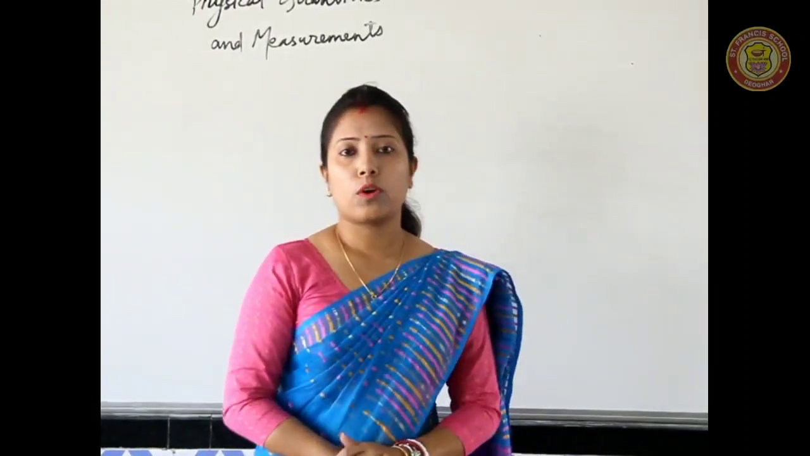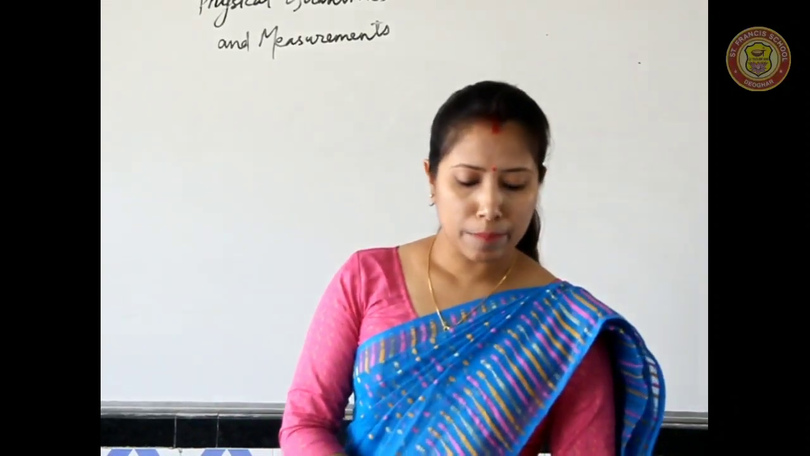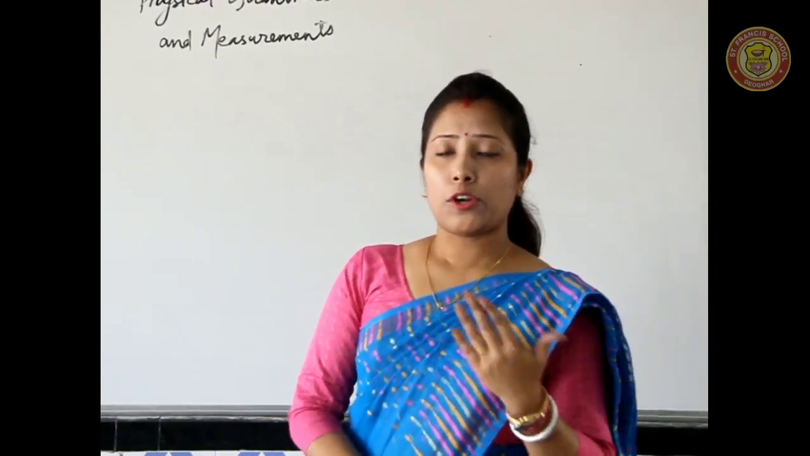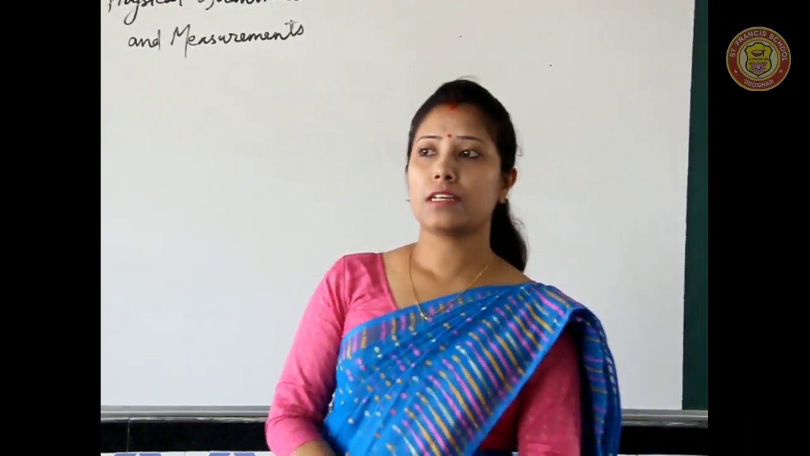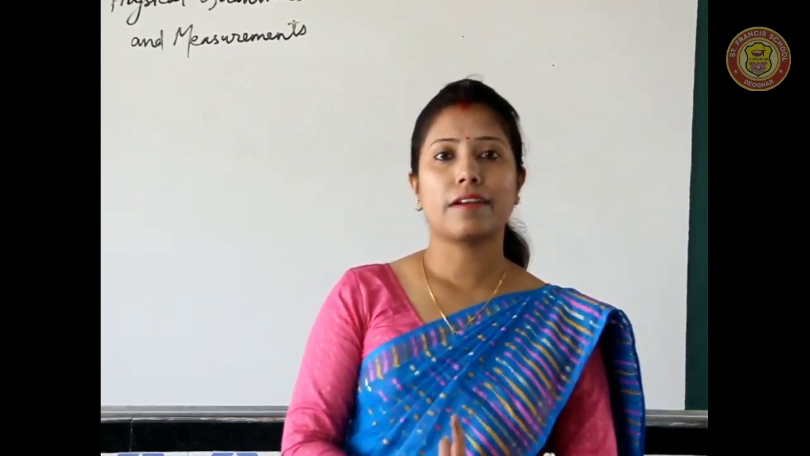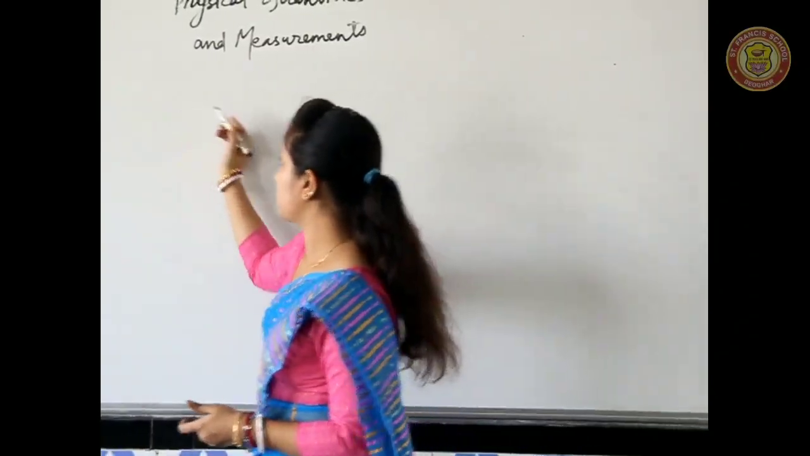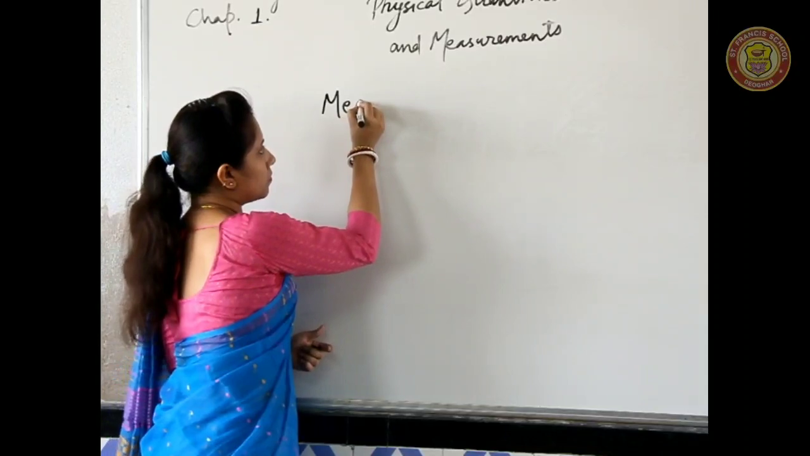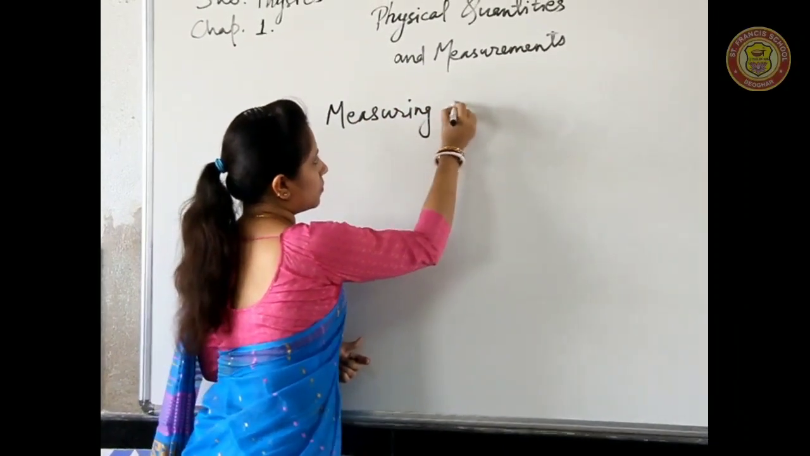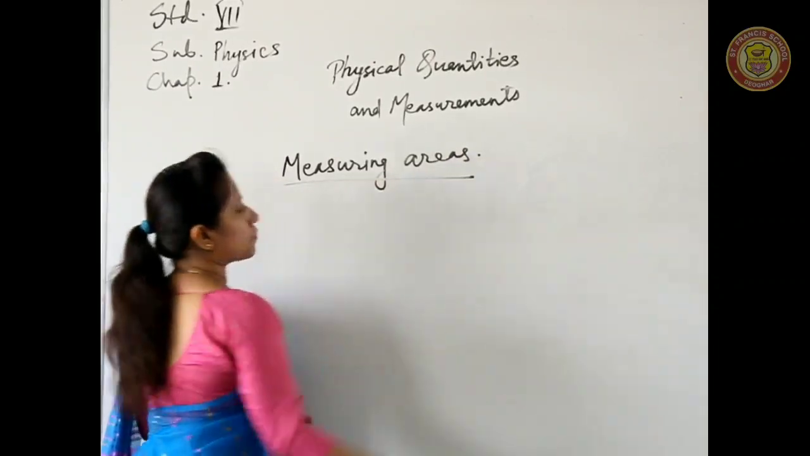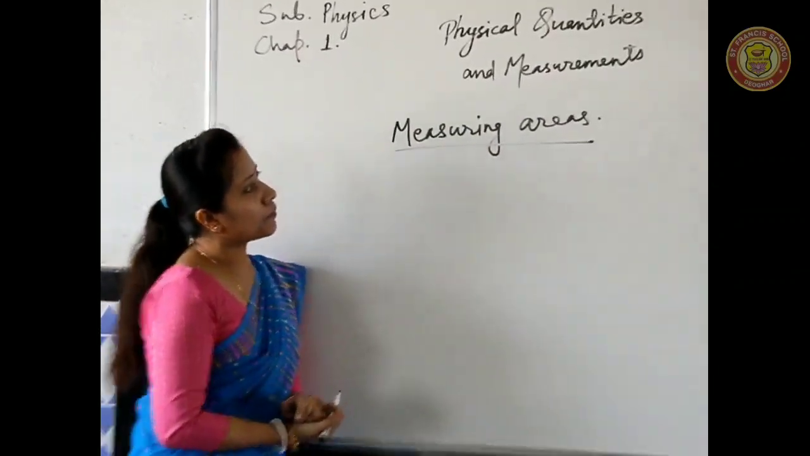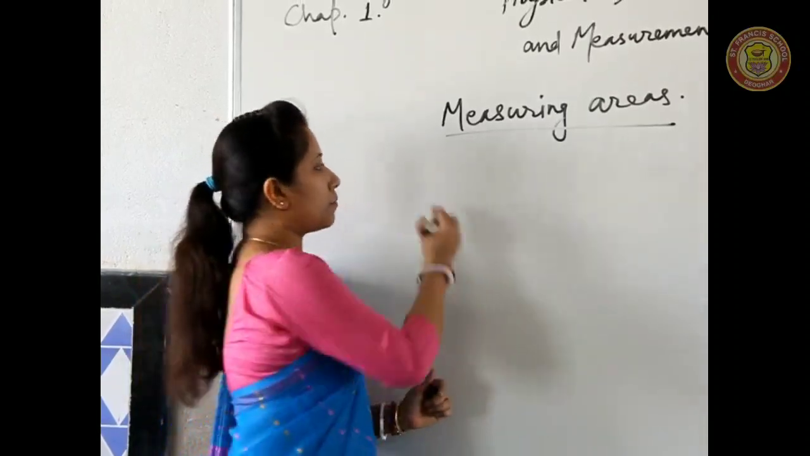So what do you mean by area? The amount of surface enclosed by a plane figure is known as area. You already know how to find the area of some of the plane figures. What do you mean by plane figures? The plane figures here are square, rectangle, and triangle. So first we will be finding the area of square.